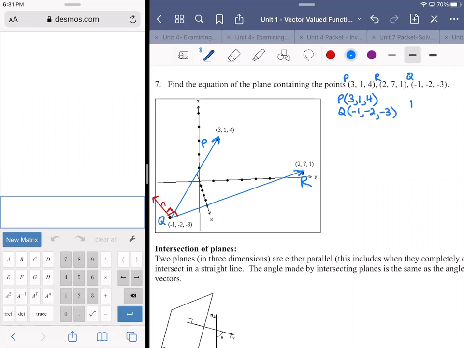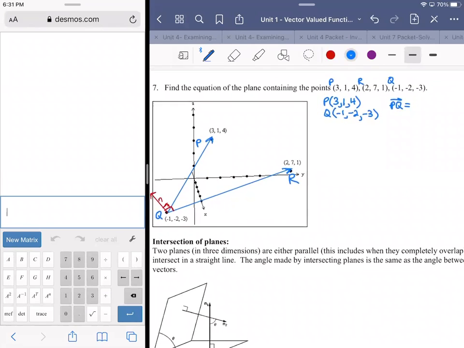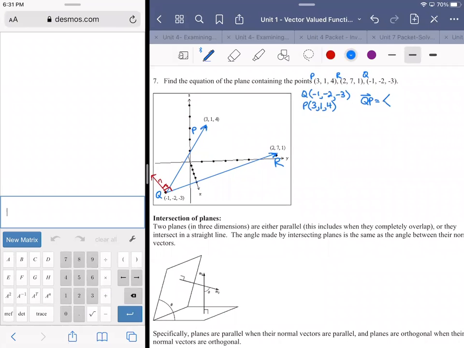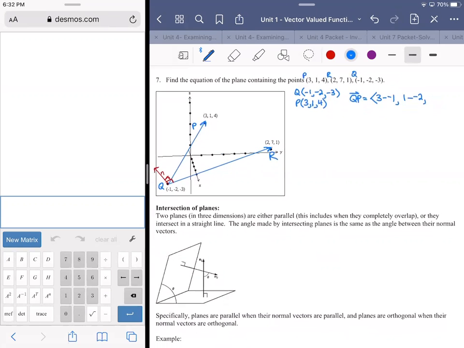So I need vector PQ. Actually, we want QP, based off of the diagram that I just drew. So QP, if we want the displacement vector in component form, is 3 minus -1, 1 minus -2, 4 minus -3. So 4, 3, 7 would be QP.